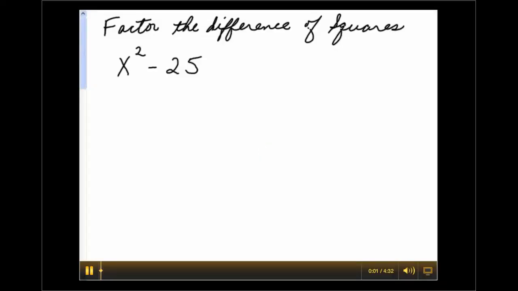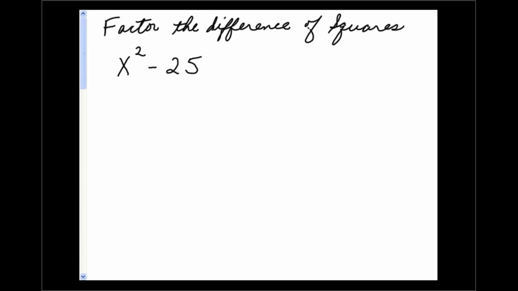In this lesson, we're going to factor the difference of squares. X squared minus 25 is the difference between two perfect squares. X squared is a perfect square for x, and 25 is a perfect square for 5. The difference of two squares will factor to two binomials, and their only difference is going to be their sign. One will be positive, one will be negative.